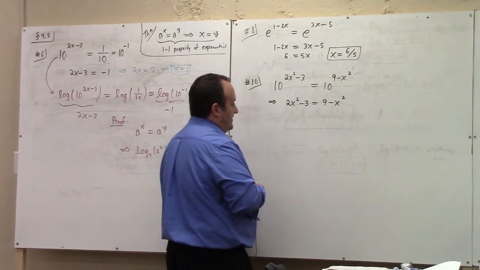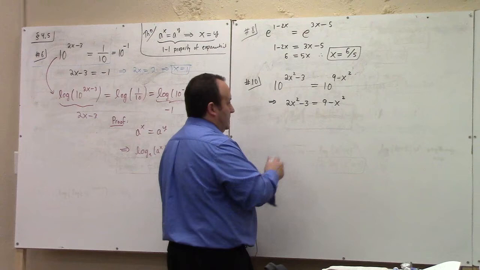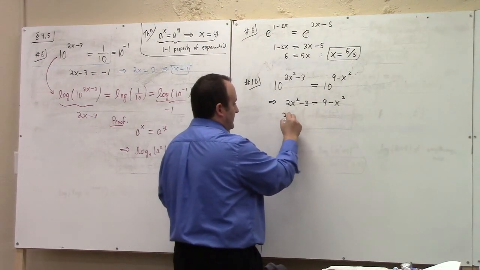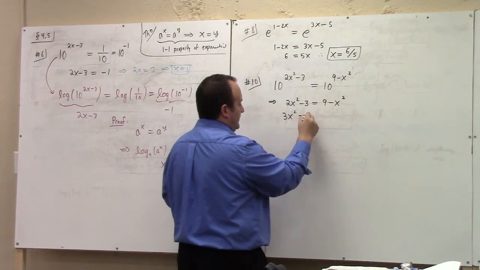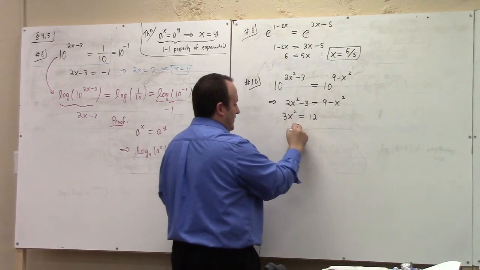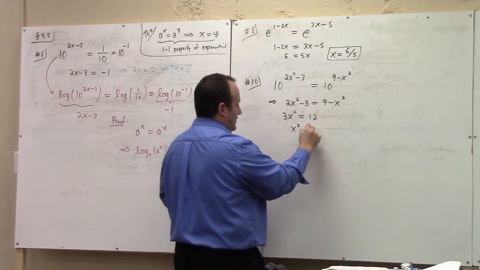I should bring all the x's to one side, right? Get, well, like 3x squared equal to what? 12, is it right? So x squared equals 4.